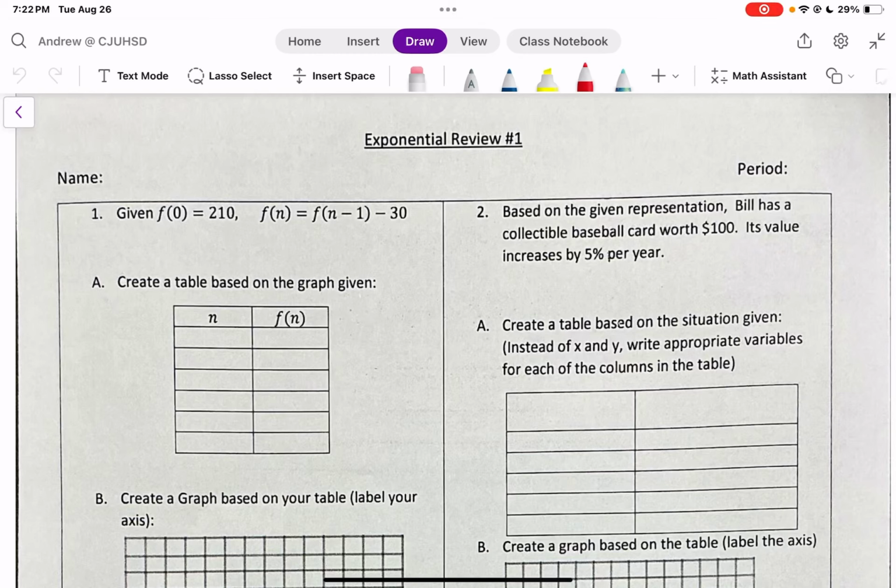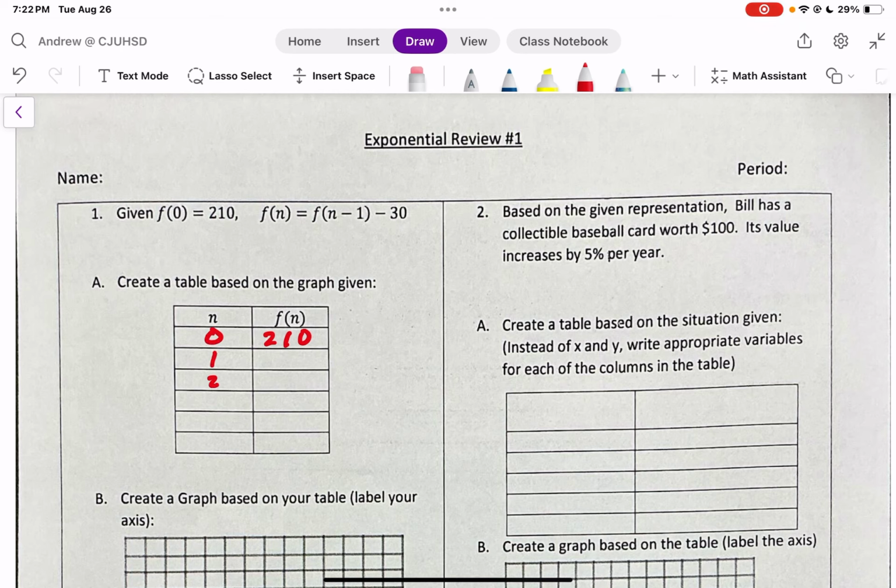Let's talk about how we might do this review. So number one, we have a recursive definition. It's going to start at 210. Oops, sorry, that's wrong. Let's put the 210 over here next to it. And that would be at 0.